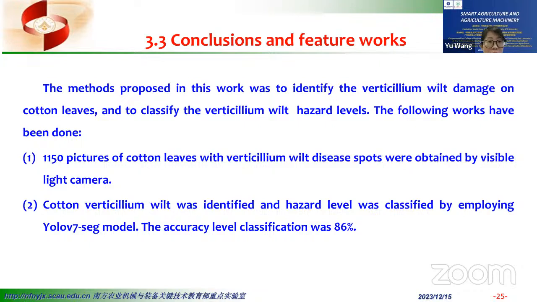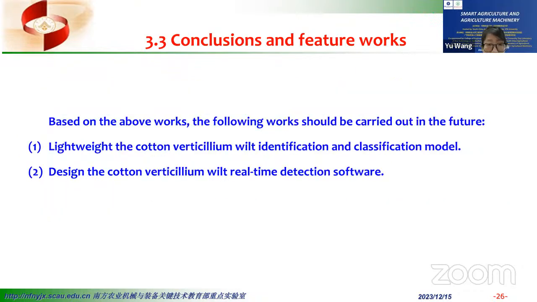Conclusions and the future works. Methods proposed in this work were to identify the verticillium wilt damage on cotton leaves and to classify the verticillium wilt hazard levels. Following works have been done. More than 1,000 pictures of cotton leaves with verticillium wilt disease spots were obtained by visual light camera. Cotton verticillium wilt was identified and hazard levels were classified by employing the YOLO 7 SEG module. The accuracy of levels classification was 86%.